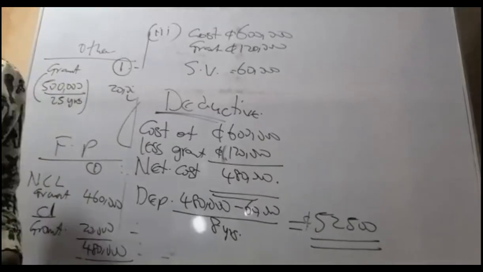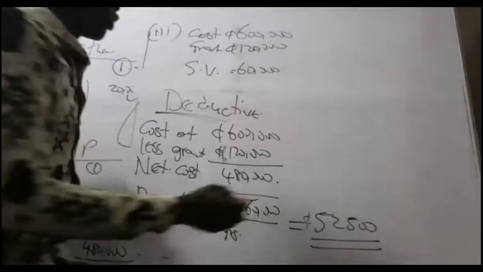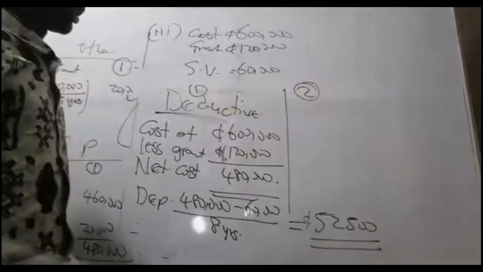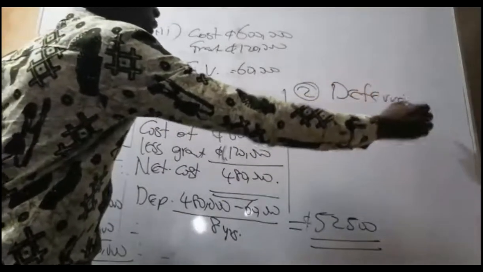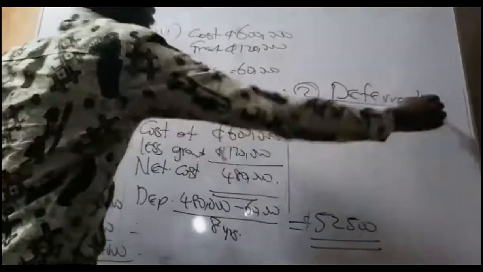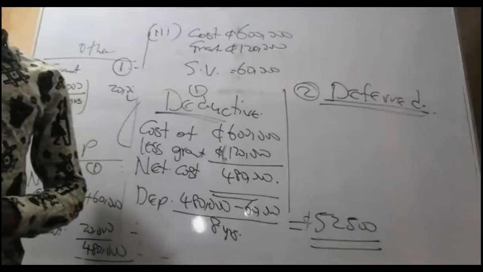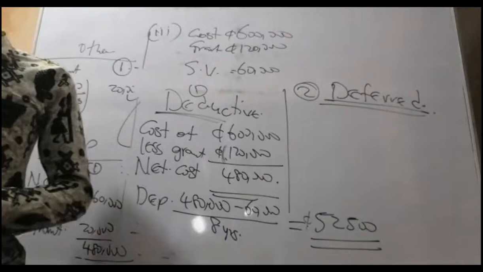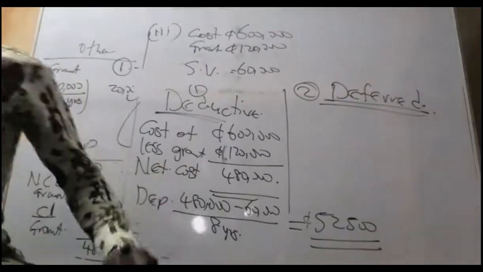Now let's assume that you are using the other approach. What's the other approach? It is alternative method two, what we call the deferred credit approach or deferred income approach. The entire grant must be depreciated, which we term amortization. The grant must be amortized.